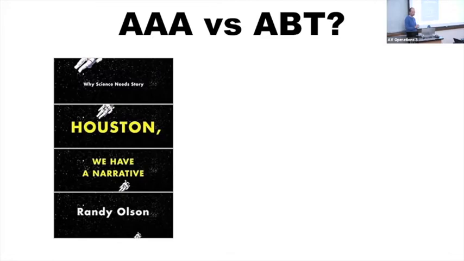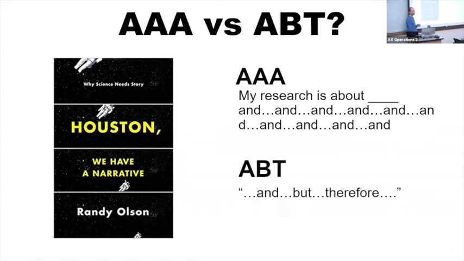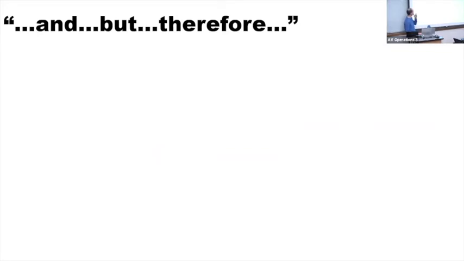He came out with these frameworks. The AAA approach is basically what we talked a little bit earlier about, the "and, and, and," an endless string of facts. And he contrasts that with the ABT approach: the "and, but, therefore." Talking a little bit about this.